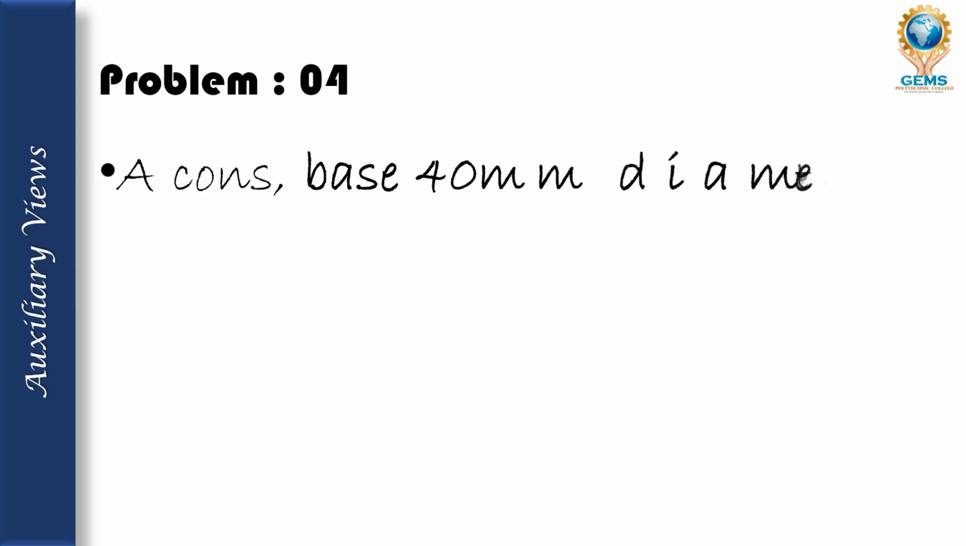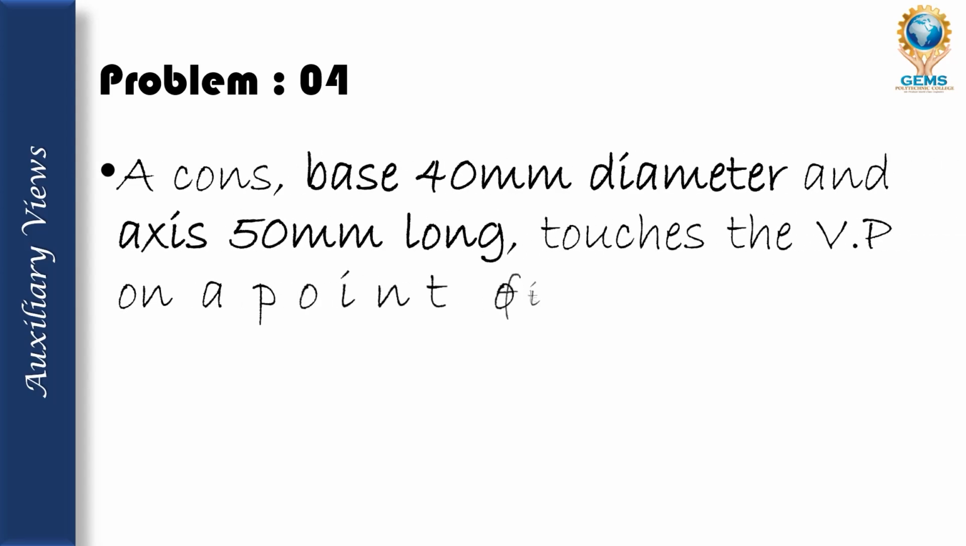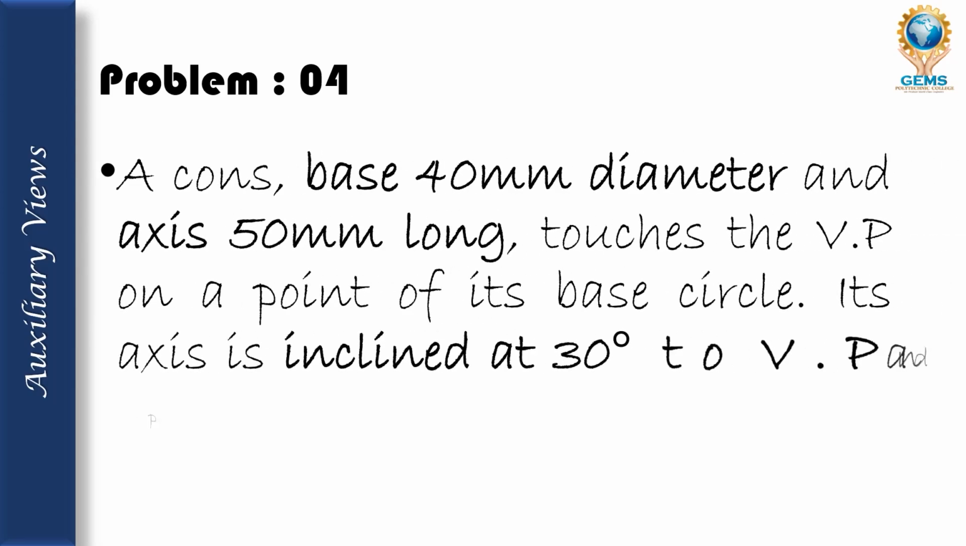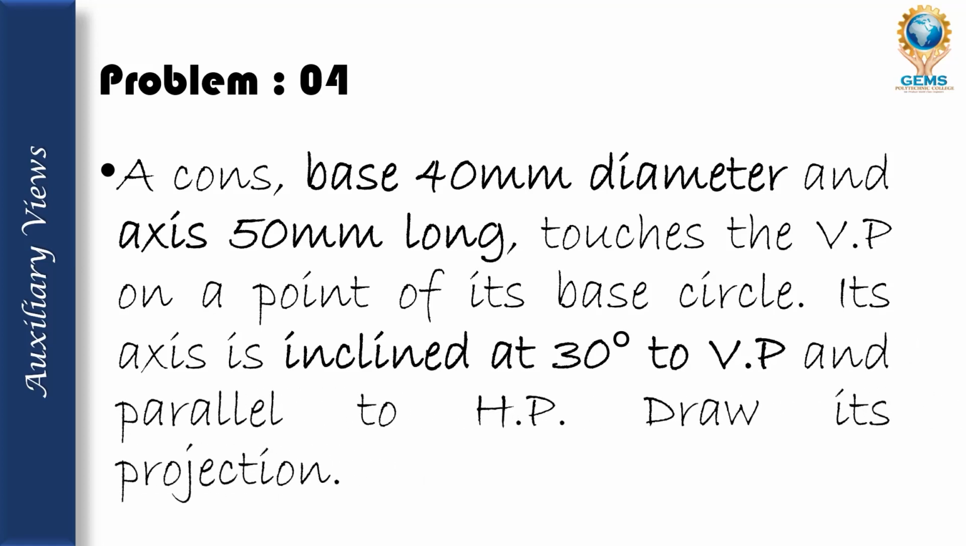The problem is: a cone's base 40 mm diameter and the axis 50 mm long touches the VP at a point of its base circle. Its axis is inclined at 30° to VP and parallel to HP. Draw its projection. Okay, so this is the problem.